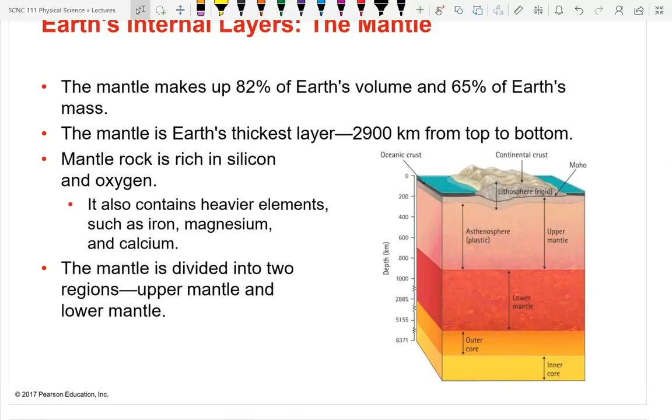I can't remember if I put this on the homework or not. Here is, instead of showing it as a spherical wedge, showing it as a rectangular chunk so it's easier to get your eyes on. The inner core, that's solid. The outer core, that's liquid. Then you have the lower mantle, the upper mantle, the asthenosphere. You see it says plastic.